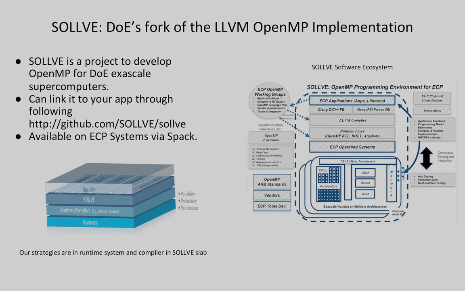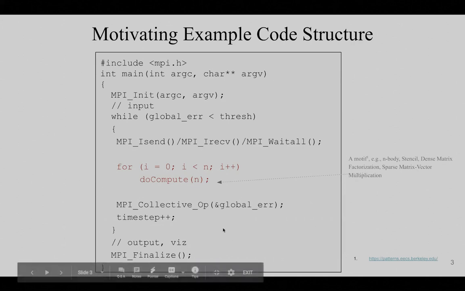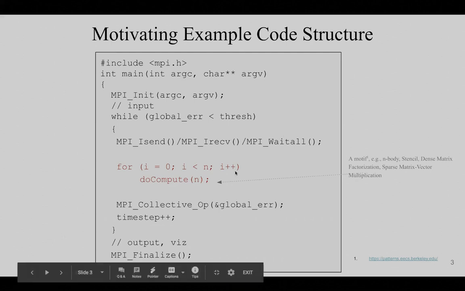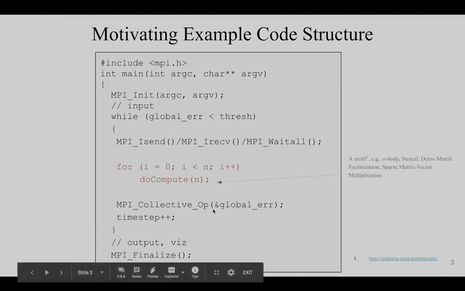Let's motivate our strategies. Here's a caricatured outline of a typical scientific application program run on a supercomputer. The typical structure is compute, synchronize, and communicate through this MPI collective operation. Each time step in this outer while loop contains loosely synchronous communication through these MPI_Isend, MPI_Irecv, and MPI_Waitall calls, then a computation, and then a collective operation through this collective op.